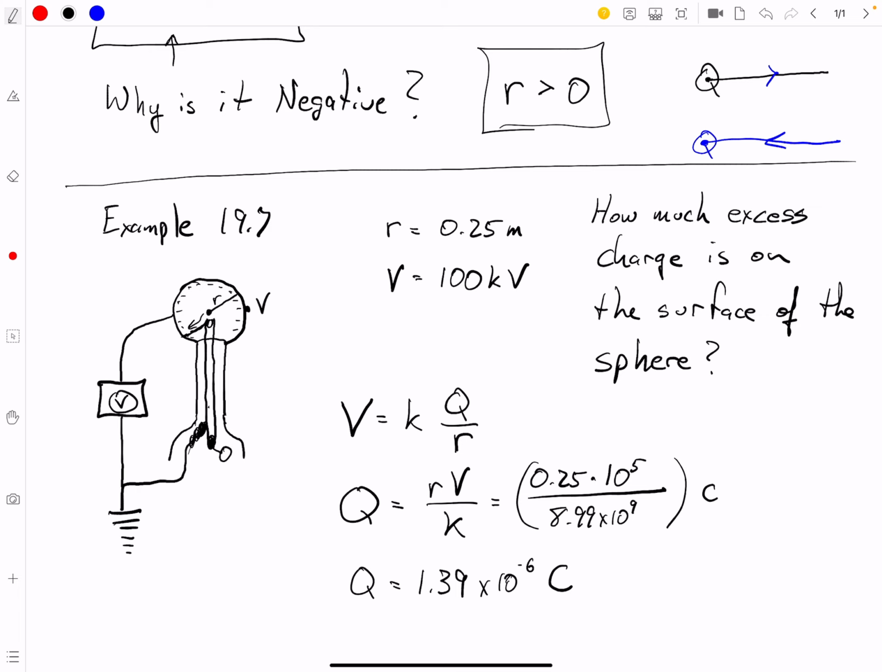10 to the minus 6 is micro. So 1.39 microcoulombs. I want you guys to see the different ones, right? There's nano, micro. It's important. So if you know micro, then you know 10 to the minus 6, okay?